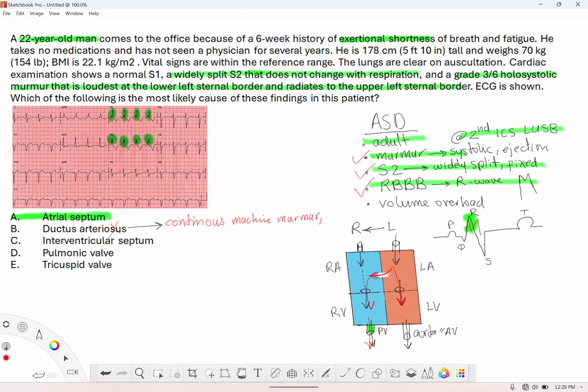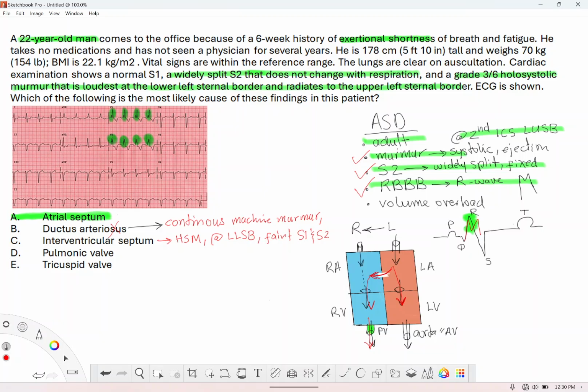Let's look at VSD. So VSD will have a holosystolic murmur, just like this one. I'll put HS, okay? Holosystolic murmur, HSM. But it is much lower. It's at the left lower sternal border, not in the second intercostal space. Plus, with VSD, S1 and S2 will be faint, not split. Faint S1 and S2.